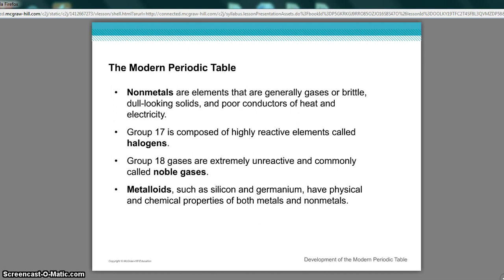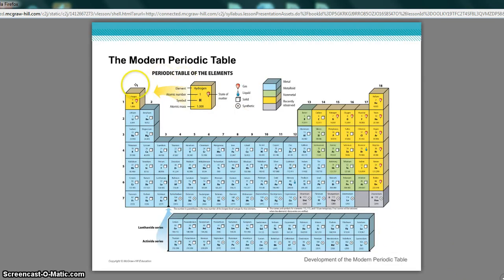And then over on the right side, we have the nonmetals. Group 17 are halogens, group 18 are noble gases, and then the metalloids, again, are along the stair step, and they have properties of both metals and nonmetals. So they really represent that transition from the metals on the left of the table to the nonmetals on the right of the table.